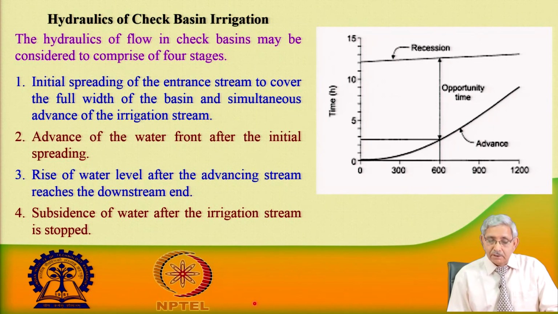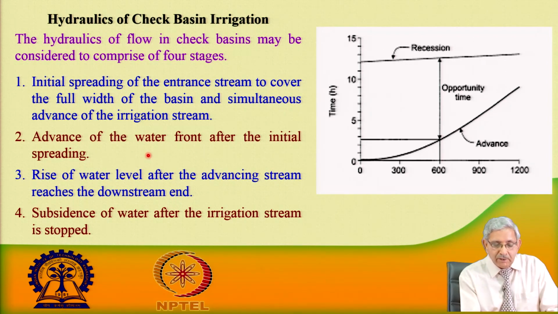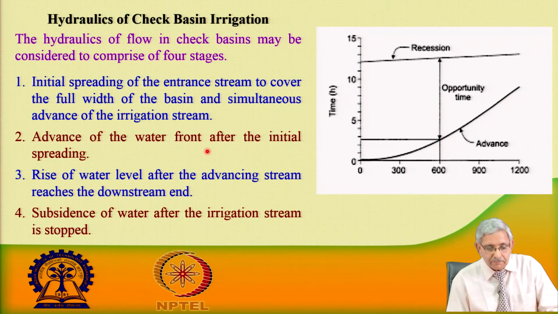Hydraulics of check basin irrigation system is more or less the same as border irrigation system, when irrigation water is introduced. Initially the water spreads to cover the full width of the basin, and then the horizontal as well as lateral movement of water takes place. After the initial spreading, the advancement of the waterfront takes place.